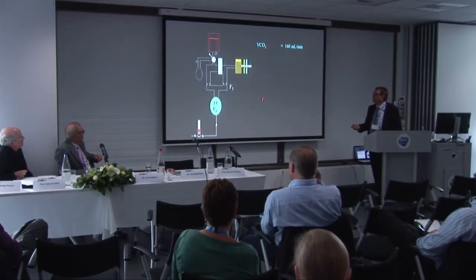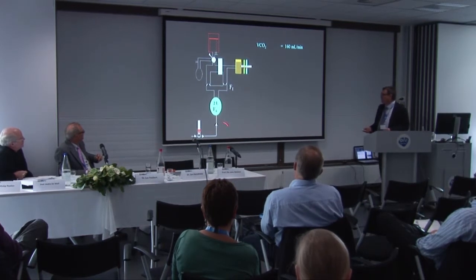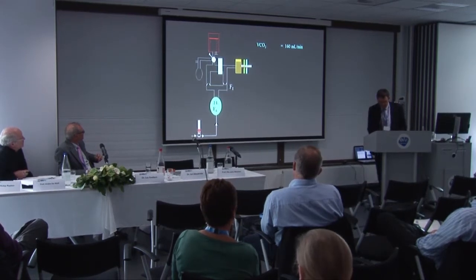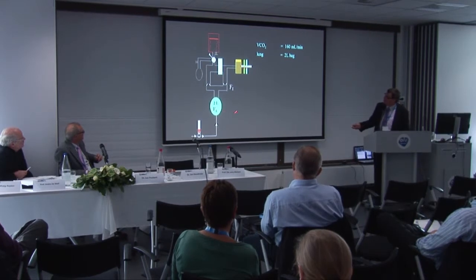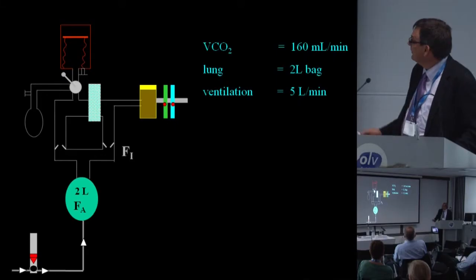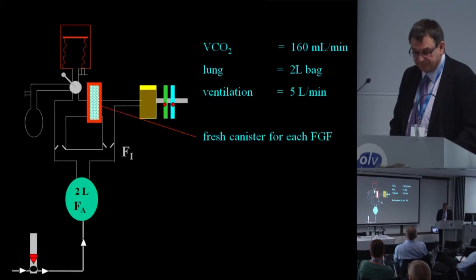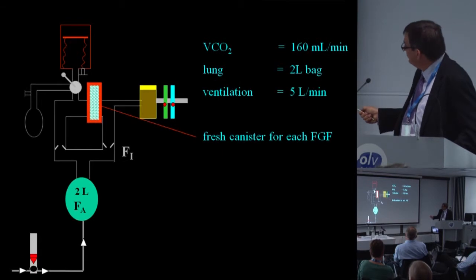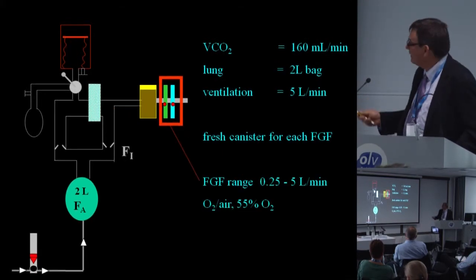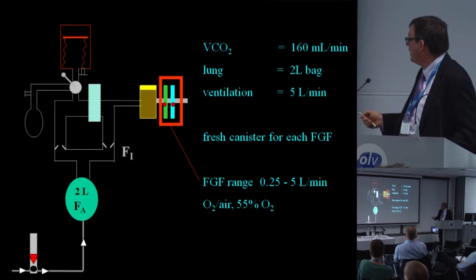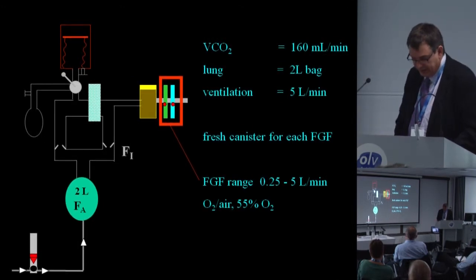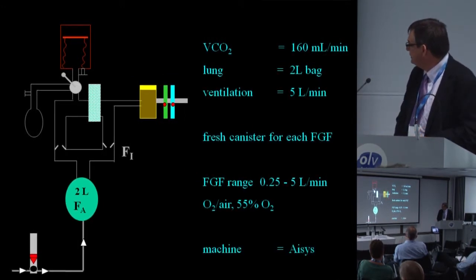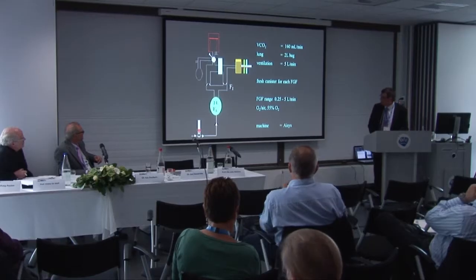So what's our setup here? Well, we have our anesthesia machine, have a CO2 flow meter, and CO2 is flowing into the tip of the balloon at a rate of 160 milliliters per minute. Obviously, this is the lung, simulating the lungs, the bag, 2 liters. Ventilation, 5 liters per minute. And then I'm going to test the canisters. And for each fresh gas flow, I will use a new canister. And we tested the canisters across a wide fresh gas flow range using oxygen air. And the anesthesia machine we used for most canisters was the ACE.